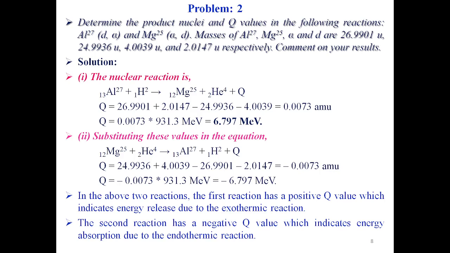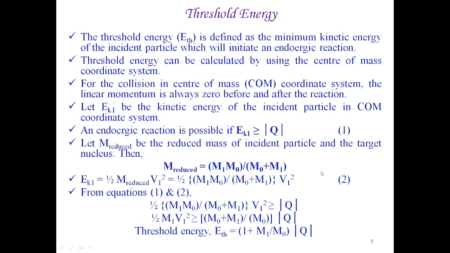So in both of these equations, we can conclude that the first reaction has a positive Q value, which indicates energy released due to the exothermic reaction, since the Q value is positive. The second reaction has a negative Q value, which indicates energy absorption due to the endothermic reaction. So this is about the comment on the result. So now let us move on to the threshold energy.